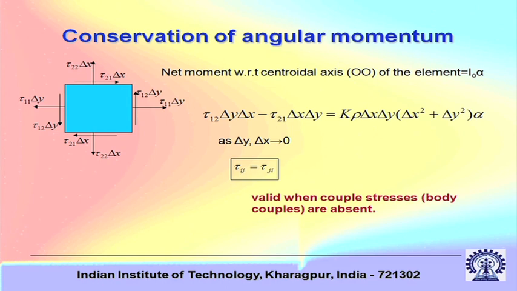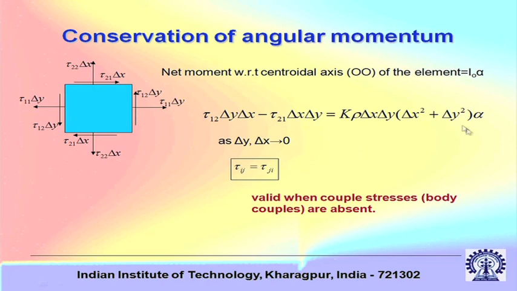The normal stresses tau 11, tau 22, all the forces due to these stresses will pass through the centroidal axis and therefore will not give rise to any couple moment. So, net couple moment is the moment of inertia with respect to the same centroidal axis times the angular acceleration.